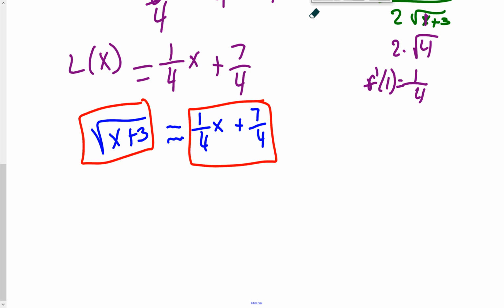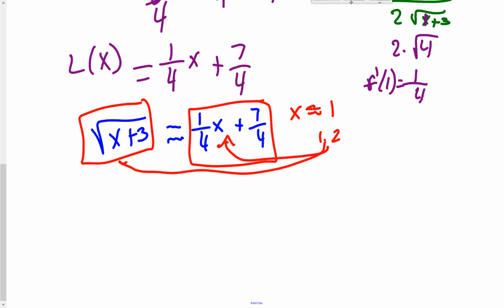And this is only true when you're plugging in values for x that are close to 1, so that are really close to 1. So plugging in 1 always works, but maybe you want to find 1.2. So it'd be easier to plug in 1.2 into here than into here. So then let's go ahead and approximate these values.